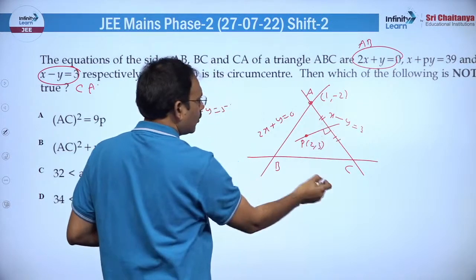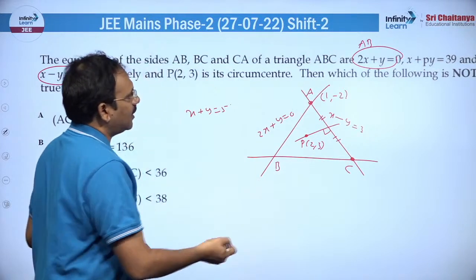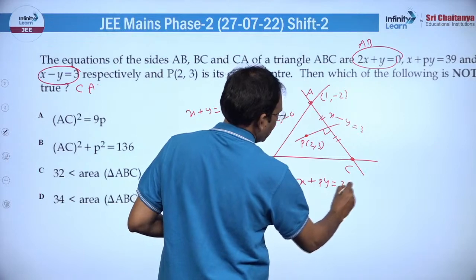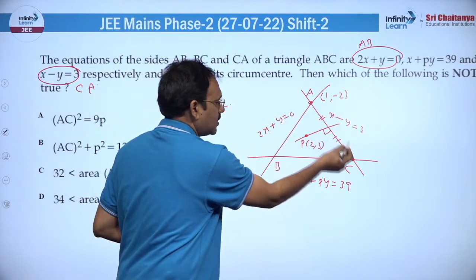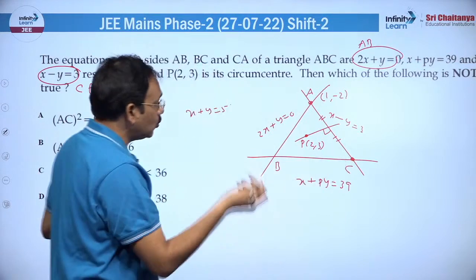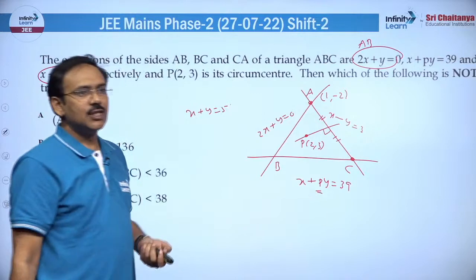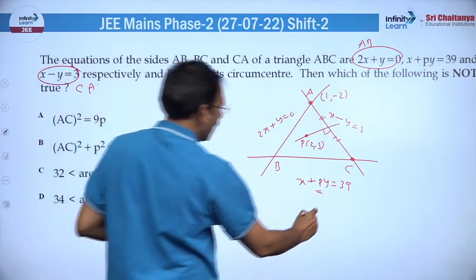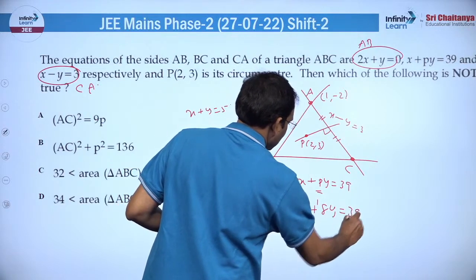The image of A about this must lie on the third line, x + py = 39. You just find the image of A about this line, you will get C. Substitute that C in this, you will get the p value. So the p value you are going to get here, my dear friends, is 8, that is x + 8y = 39.